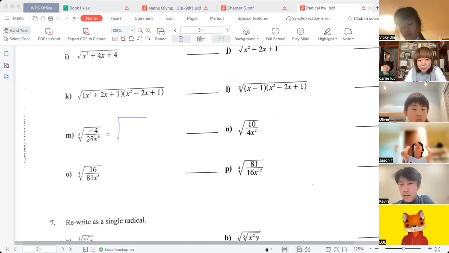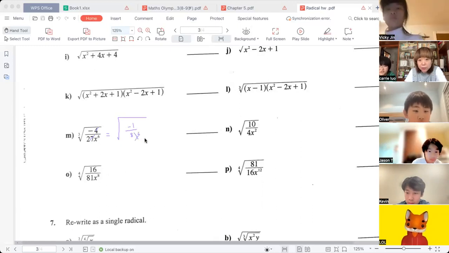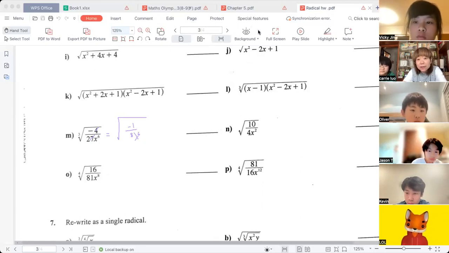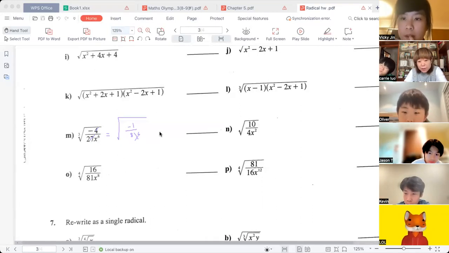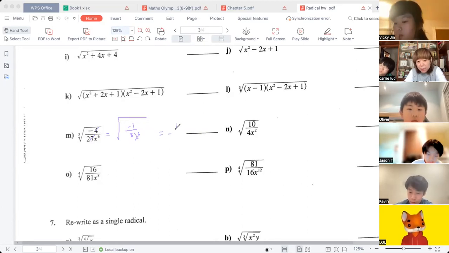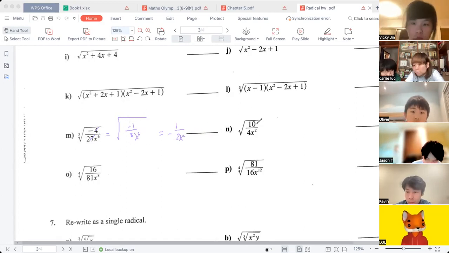Okay, so let's take a look at this one. This one, we can simplify first. So it's negative 1 over 8x to the power 6. Right? So how do we do it? Because it's negative and it's power 3, it's very easy. It's negative 1 over 2x squared. Some students ask, what about the square here? The square doesn't matter, because it's outside the negative, so you don't have to worry about it.